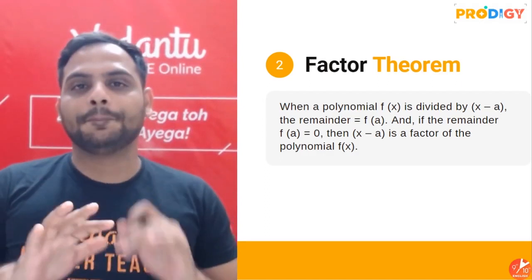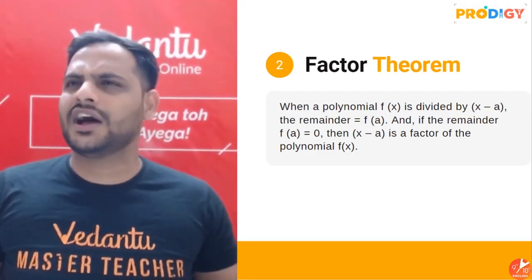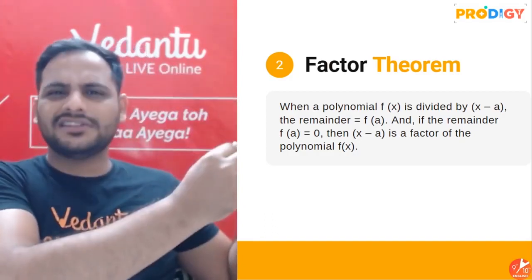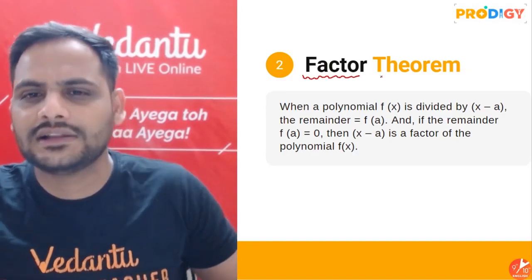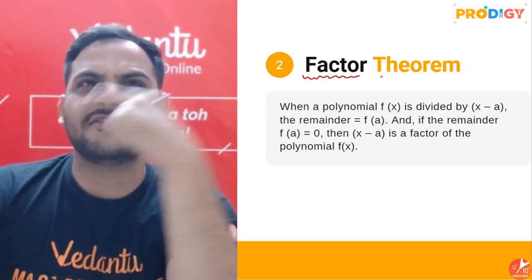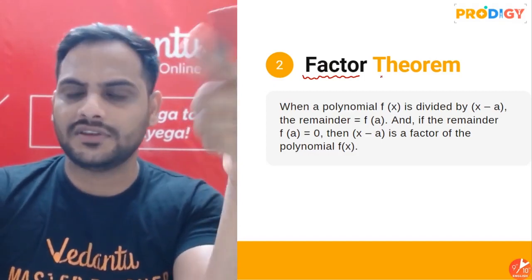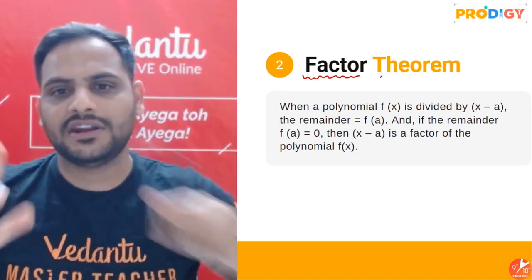Alright, next thing. Factor theorem, nothing new, nothing out of the space. It is exactly the remainder theorem. Only thing, what is the meaning of factor? Sir, the meaning of factor is that when I divide, the remainder must be 0. The meaning of factor is when I divide, the remainder must be 0.